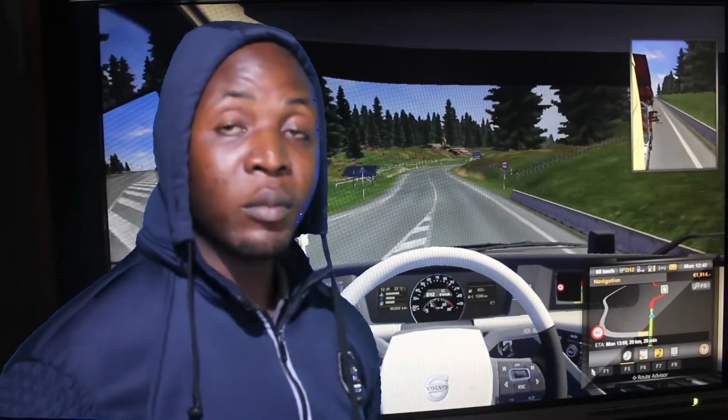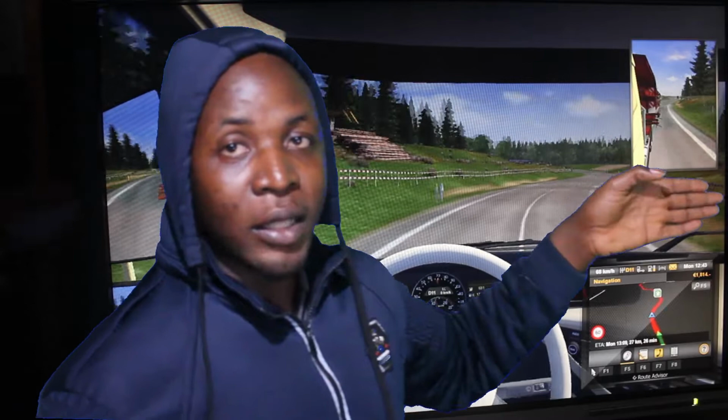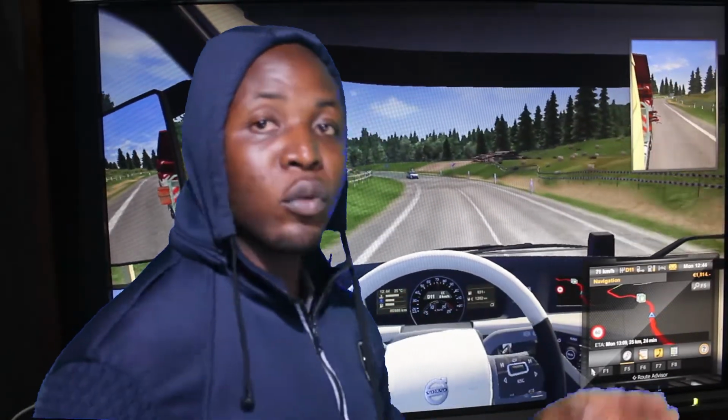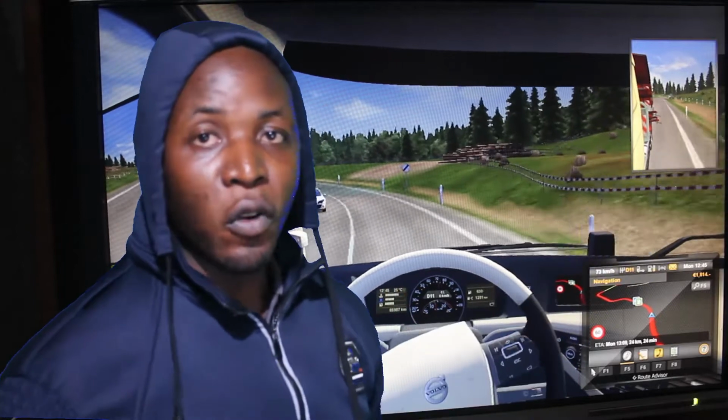So whenever you want to overtake, you make sure you indicate and you horn, so that the driver in front of you can be alert. Then you put on your navigator to indicate to those coming behind you that you are trying to overtake. And when you overtake, you have to make sure you fall back.